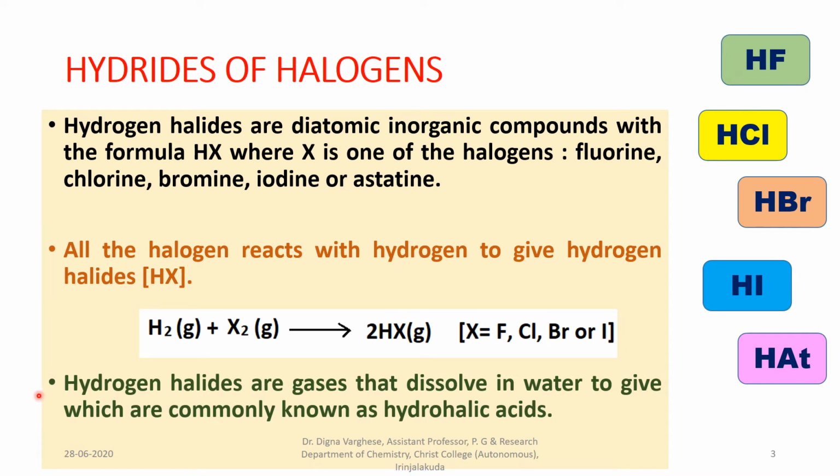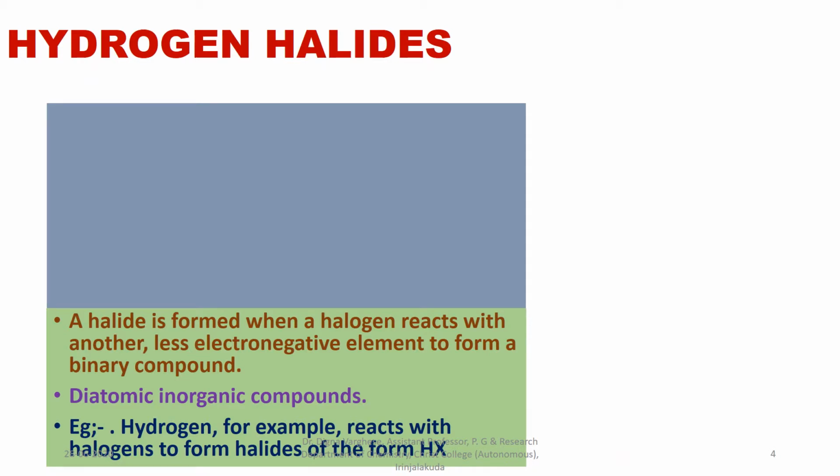Hydrogen halides are gases that dissolve in water to give what are commonly known as hydrohalic acids. A halide is formed when a halogen reacts with a less electronegative element to form a binary compound, that is, a diatomic inorganic compound. For example, we have already seen that hydrogen reacts with halogens to form halides.